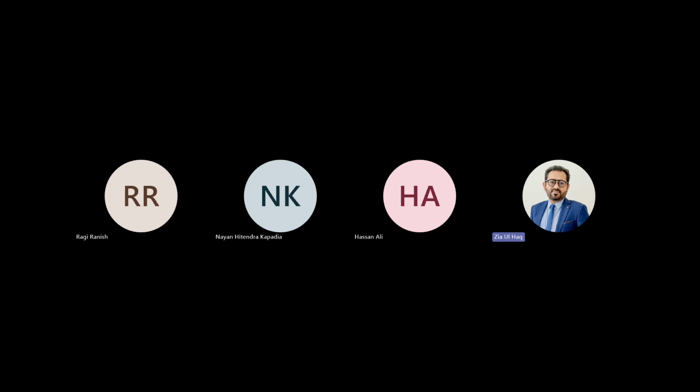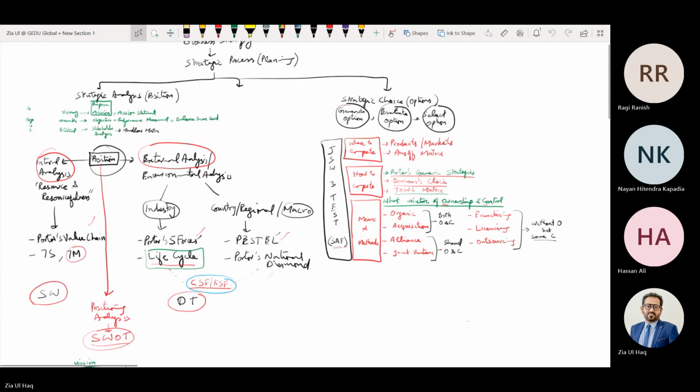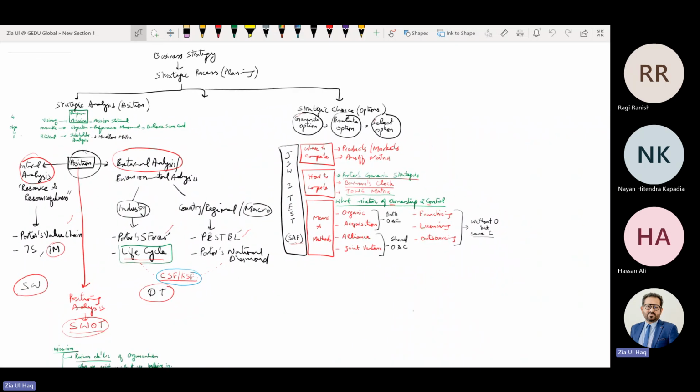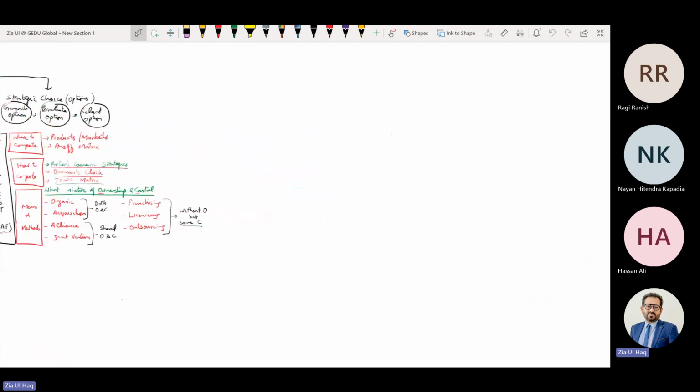We were covering business strategy, how to deal with the competition. How we can deal with competition through a process called strategic process, strategic planning, how to make strategies, how to formulate strategies. Strategic process involves three interrelated sub-processes: strategic analysis, strategic choice, and strategic implementation. We have covered strategic analysis, we have covered strategic choice, and currently we are in strategic implementation.